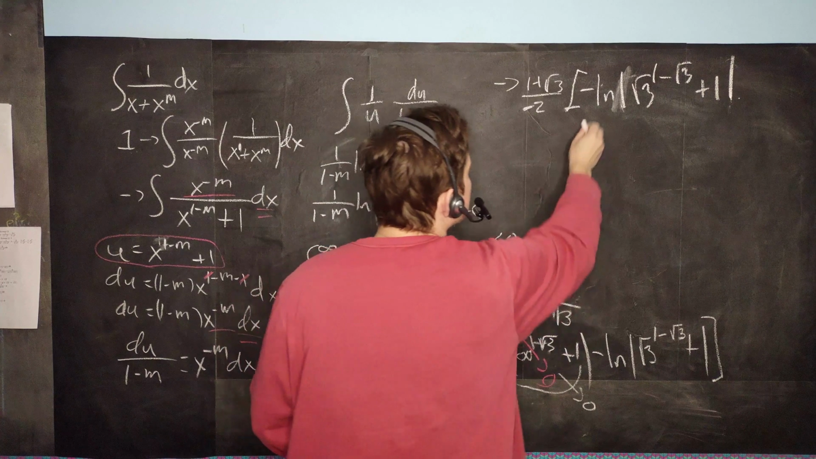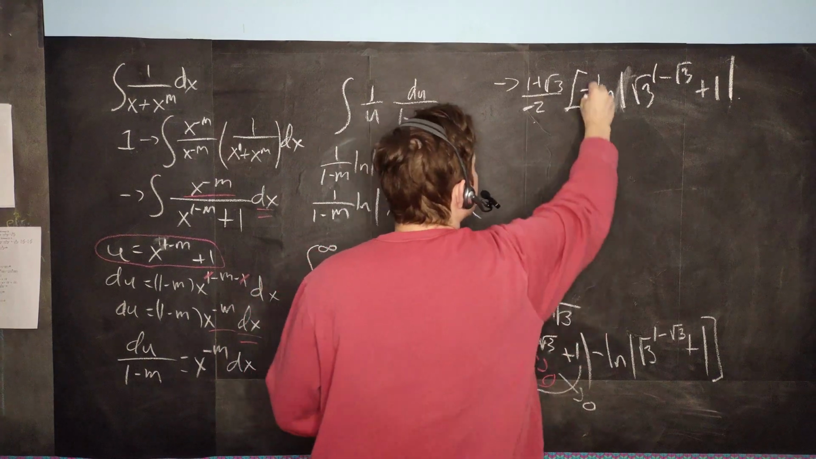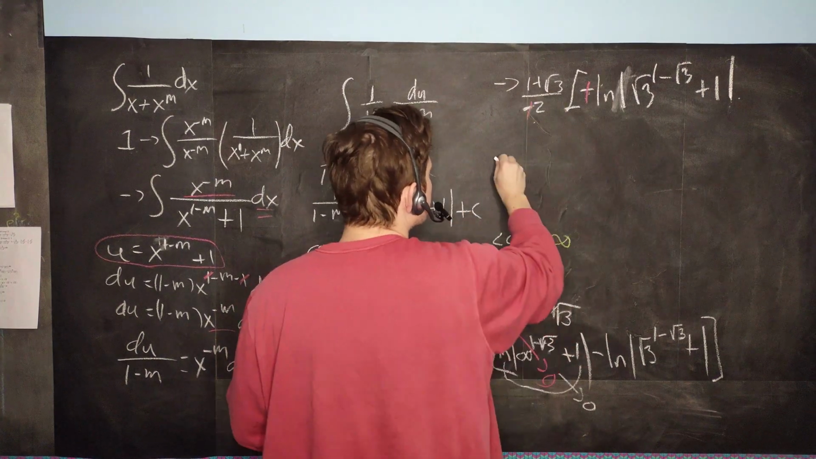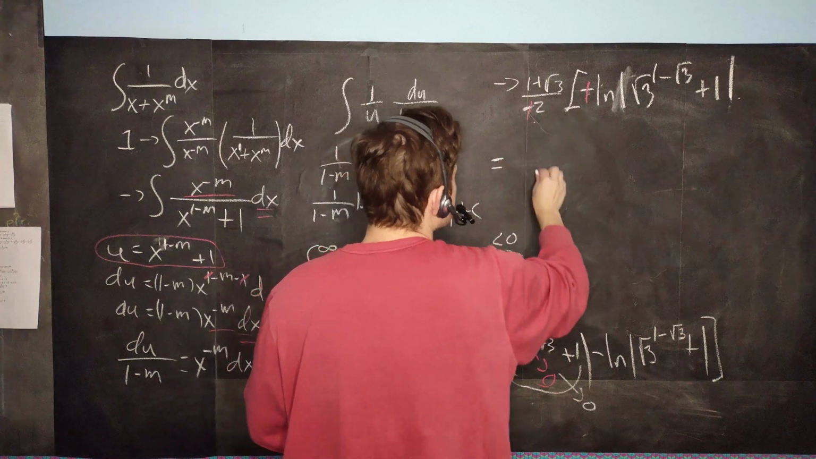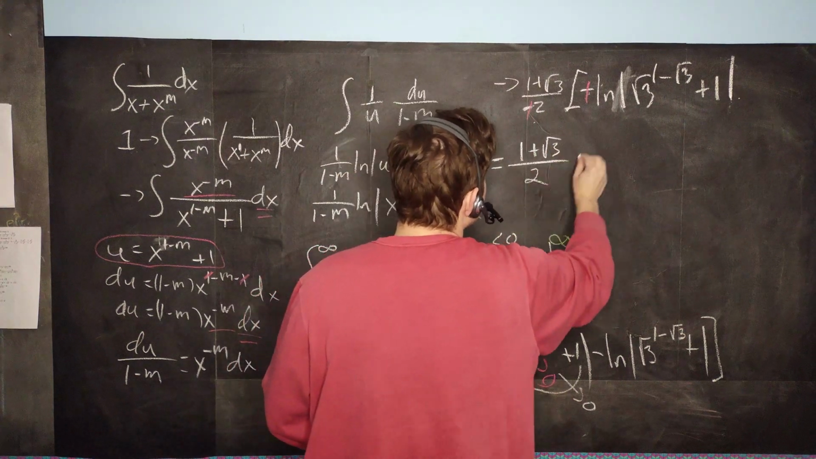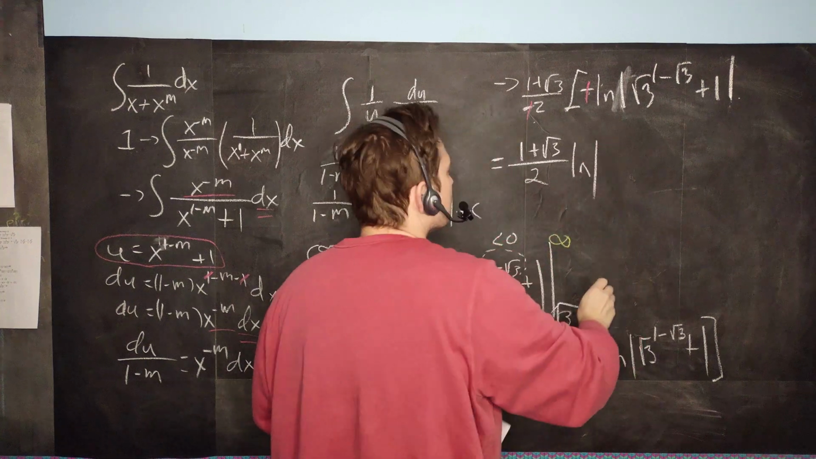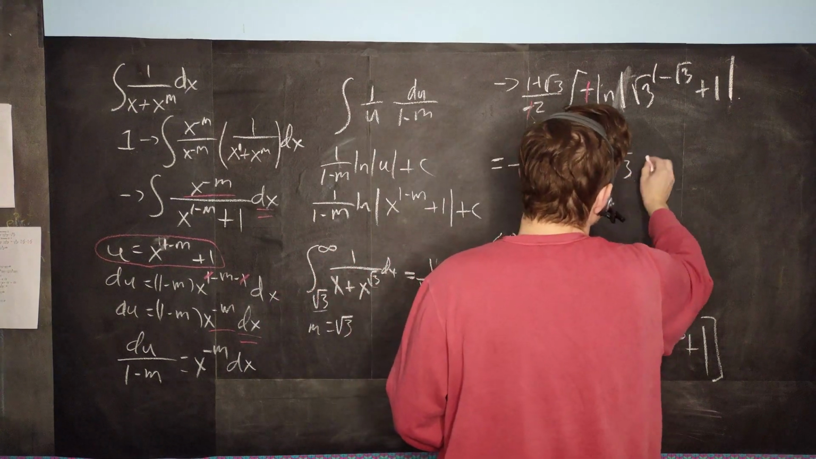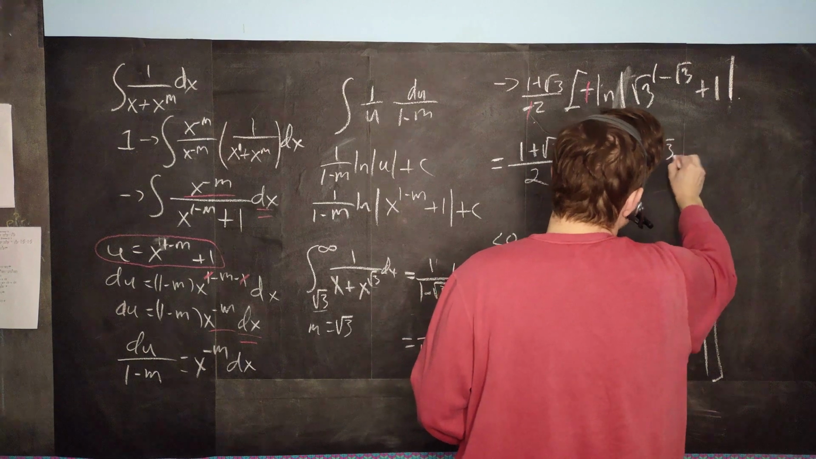Can we simplify? We have a negative and a negative, which means this can cancel this. So we'll take as our final answer, in other words, this form: 1 plus the root of 3 divided by 2, and then the ln of the root of 3 raised to the 1 minus the root of 3 plus 1.